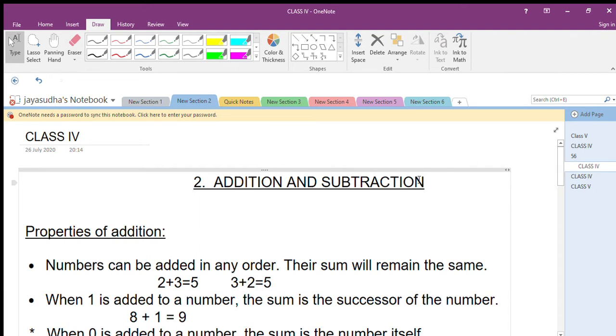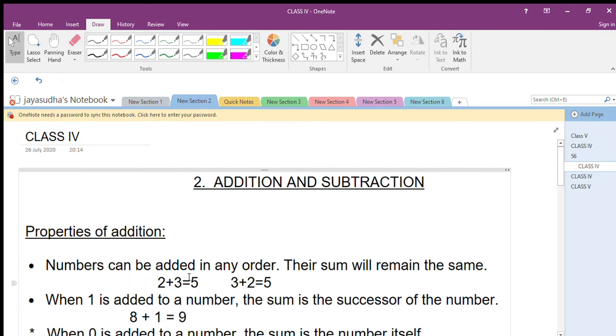Now listen children, we are going to the second chapter, addition and subtraction. Already you know the addition and subtraction. Now you want to see the properties of addition. What are the properties of addition, children? Listen carefully.